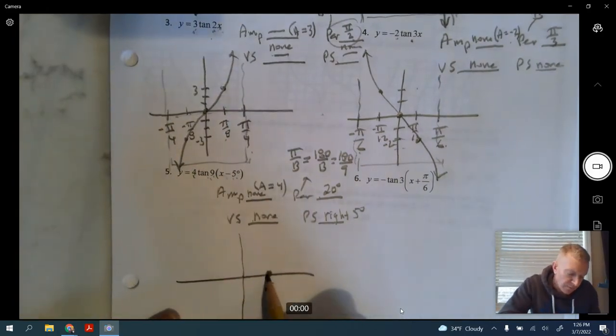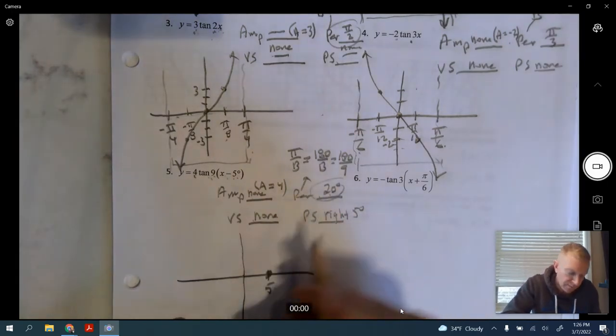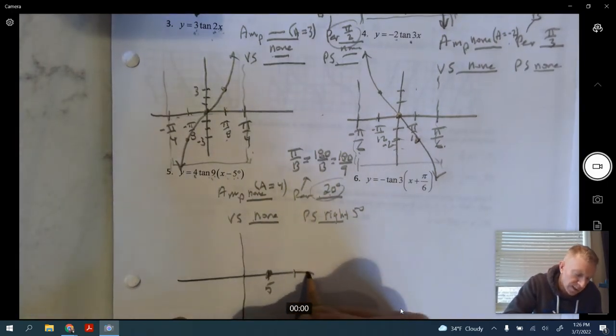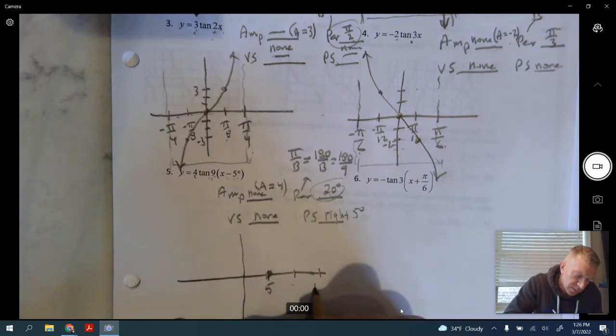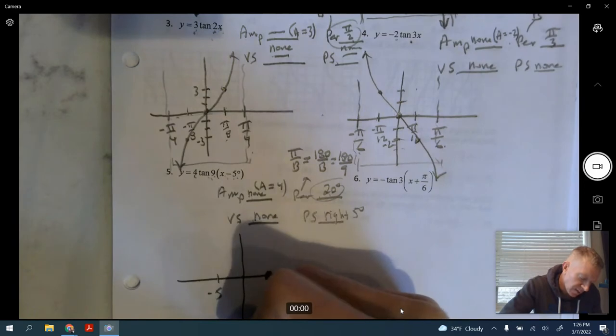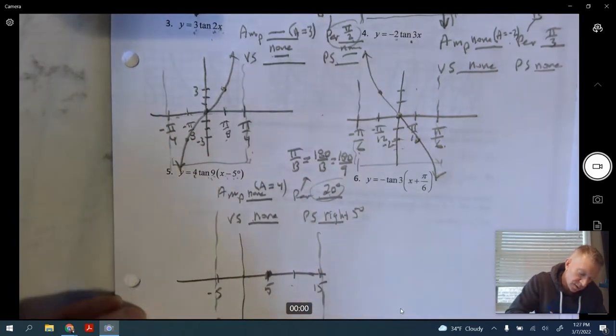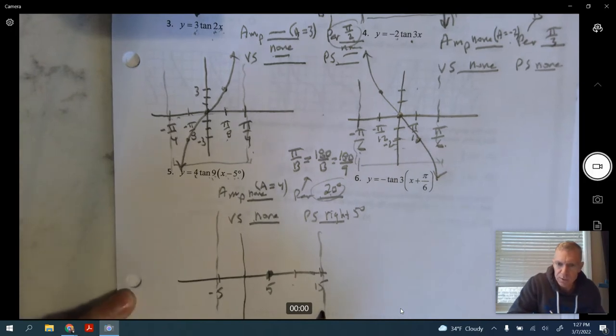And then we want half of the period to the right, half of the period to the left. Our period's 20, half of that is 10. So we're going to go right 10, which gets us to 15, left 10, which gets us to negative 5. There are your two asymptotes. So your distance from asymptote to asymptote, which represents your period, should be 20, and it is. Negative 5 to 15 is 20 degrees.